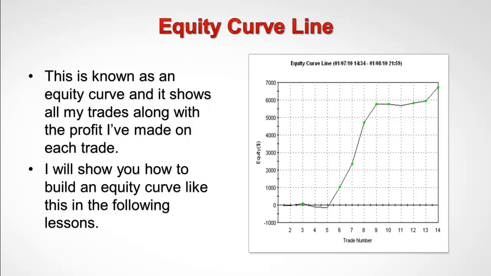Now here is the equity curve. This is known as an equity curve and it shows all my trades along with the profit I've made on each single trade. I like to get my stop to my entry point as soon as I can, so that if my trade doesn't work out I hardly lose any money. So you see in the first 5 trades I haven't lost any money, and then in the next 4 trades that you can see, I've taken intermediate moves, banked them and those trades have made me nearly $6,000. Now I'll show you how to build an equity curve like this in the following lessons.